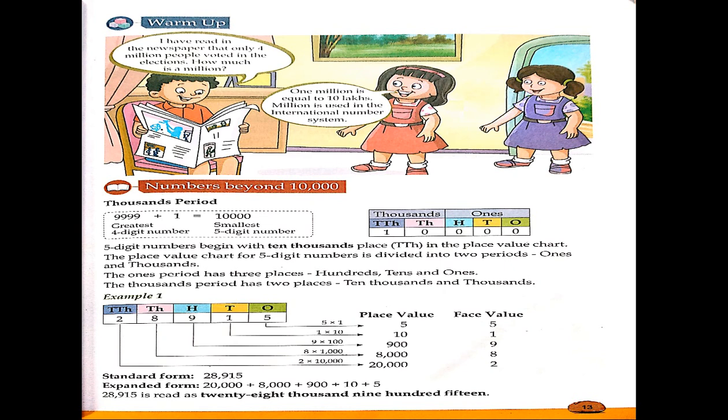Then we have to know about face value and place value. Face value we all know is the digit itself, and place value is the value of the digit according to the place where it is placed. Then we are going to try to write it in standard form and in expanded form. Okay, let us start.